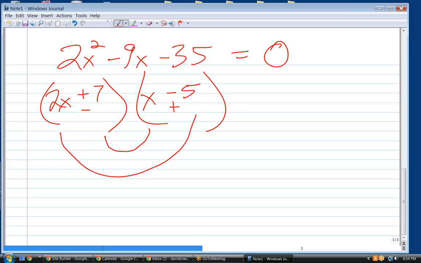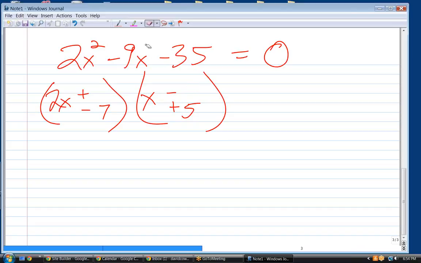Okay. And then that would add them together. Then negative 10x, which wouldn't work. Doesn't work. Okay. Next step. You could do a negative 7 and a positive 5. Okay.